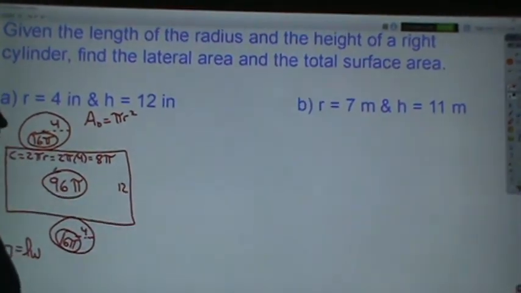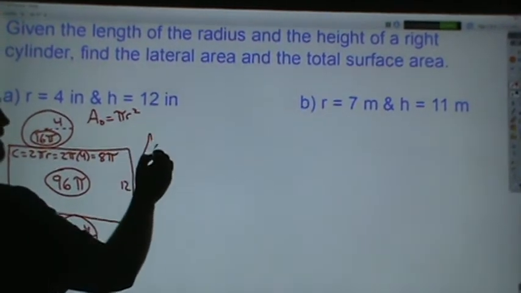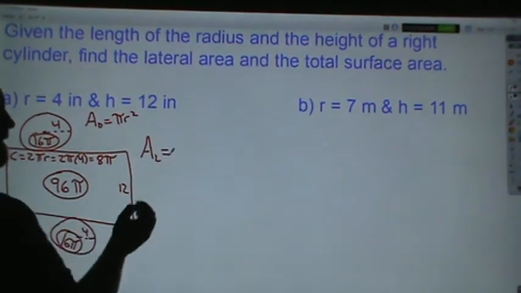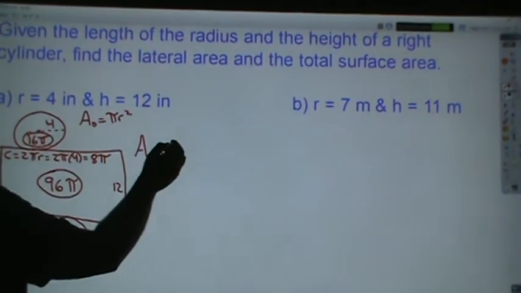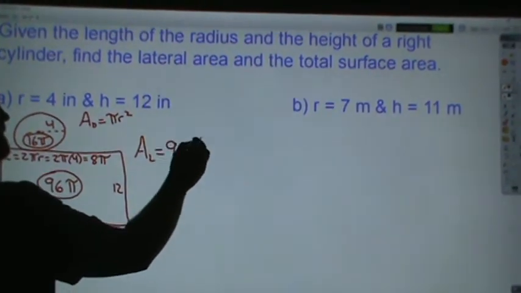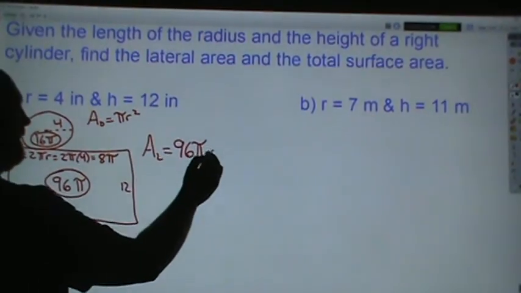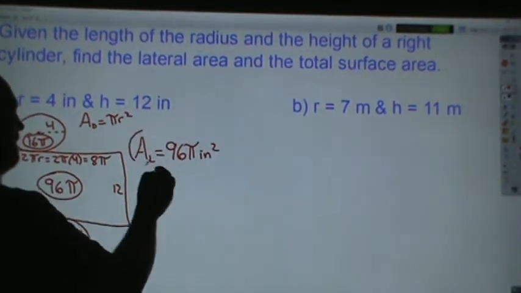They asked me to find two things. One thing they asked me to find was the lateral area. So lateral area is the area of everything except for the bases. So that's my 96 pi. And since it's an area, it's a unit squared, so I'll have inches squared.